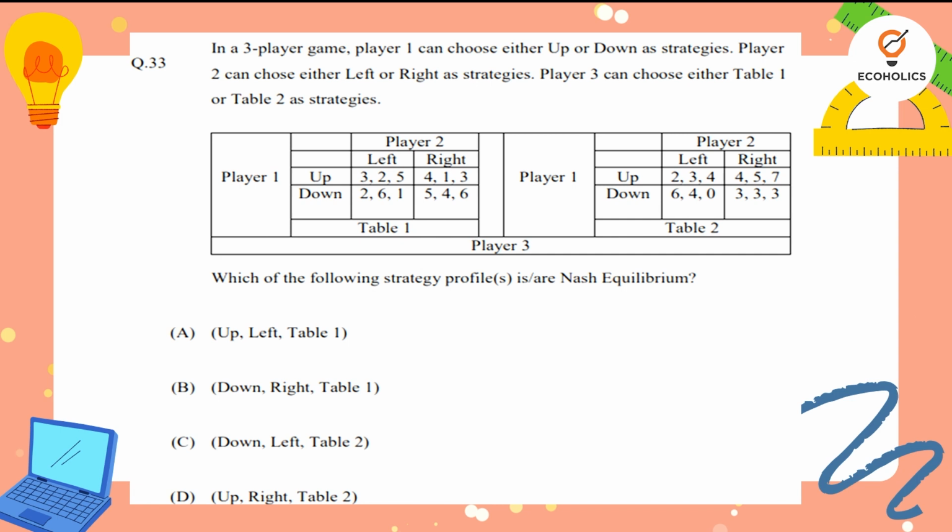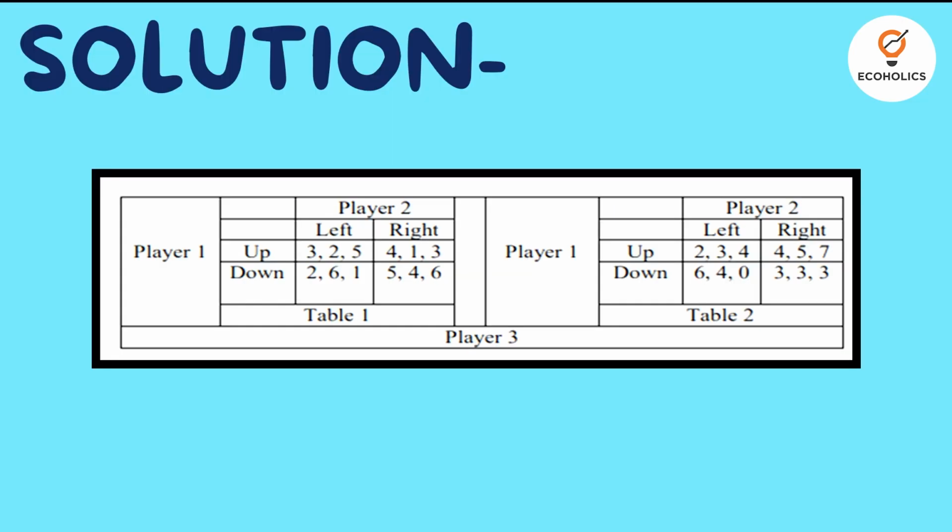You will not know whether it is 1 or 2 points until you solve this. So how to solve this particular question? Given this table, you have player 1, player 2, player 3, and each of their strategies and their respective payouts have been given here clearly. So how to go about solving this?